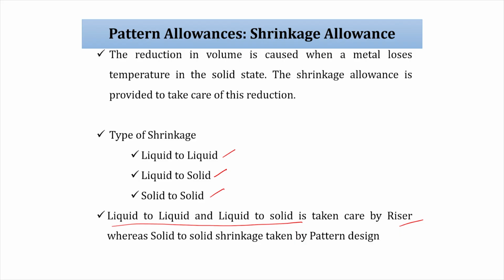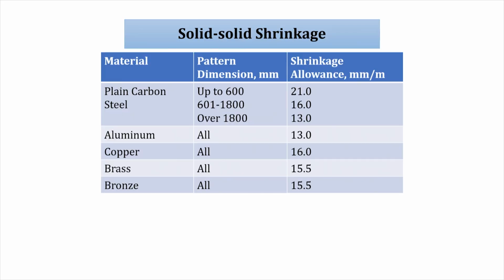We solved one numerical problem where external features added volume. Finally, you have to increase your volume because you have to compensate for shrinkage. If the external surface dimension increases, the internal surface dimension will decrease, so overall volume will increase. These are the standard data I showed in the last class.